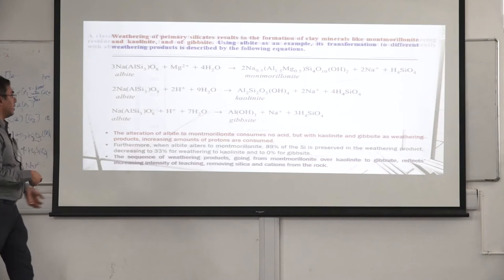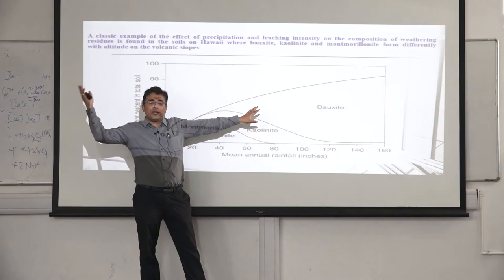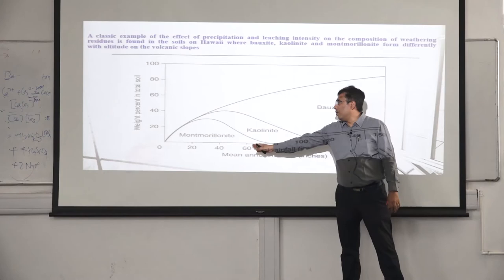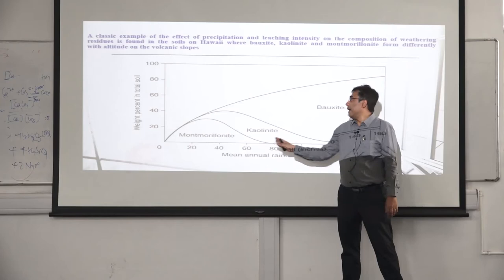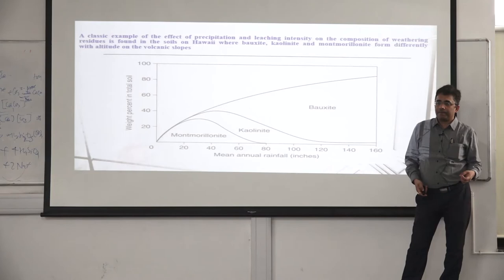So this is the mean annual rainfall, and this is the weight percentage in the soil. That's why bauxite is found in Ranchi or those places where there is a lot of rainfall. If the annual mean rainfall is higher than 80, perhaps there will be no montmorillonite in that soil, and the kaolinite will end like that. So how rainfall can affect the percentage of bauxite and other minerals can be seen here. Okay? Are you able to appreciate it? Okay.